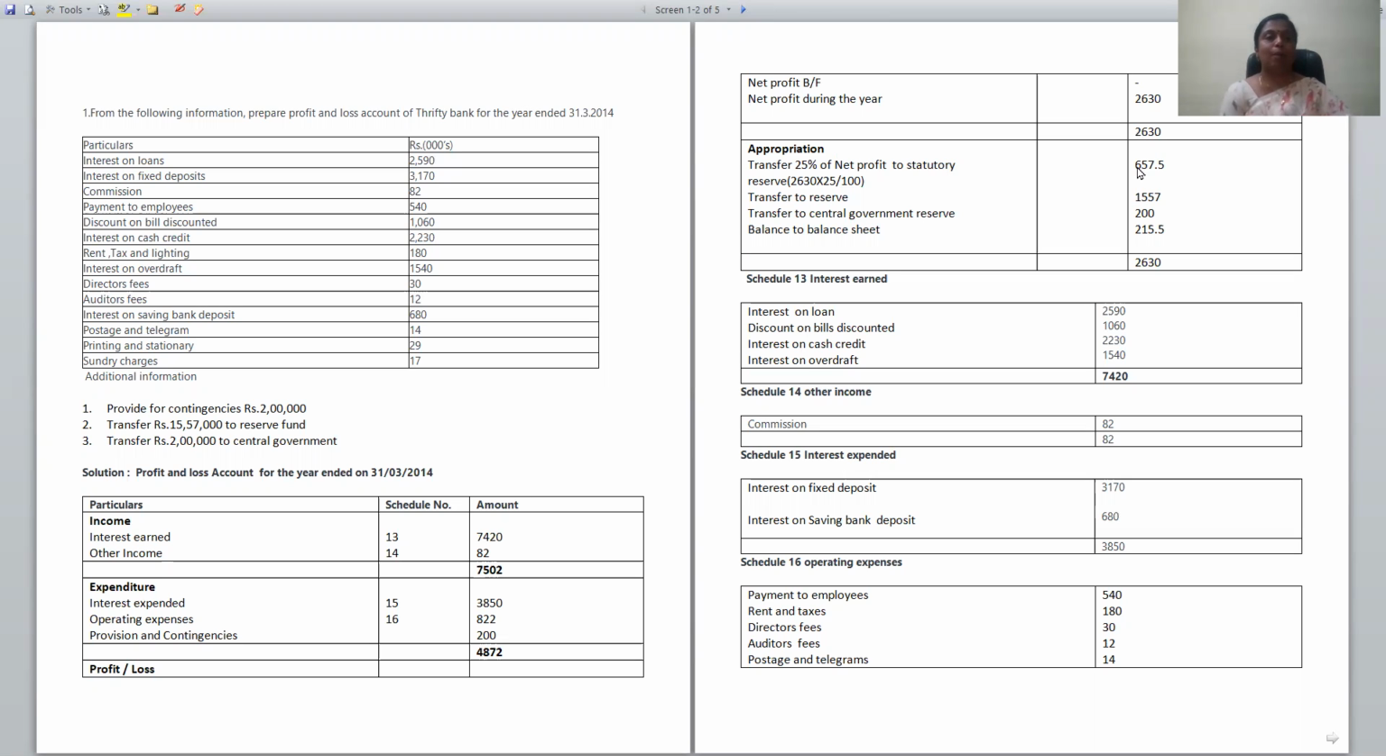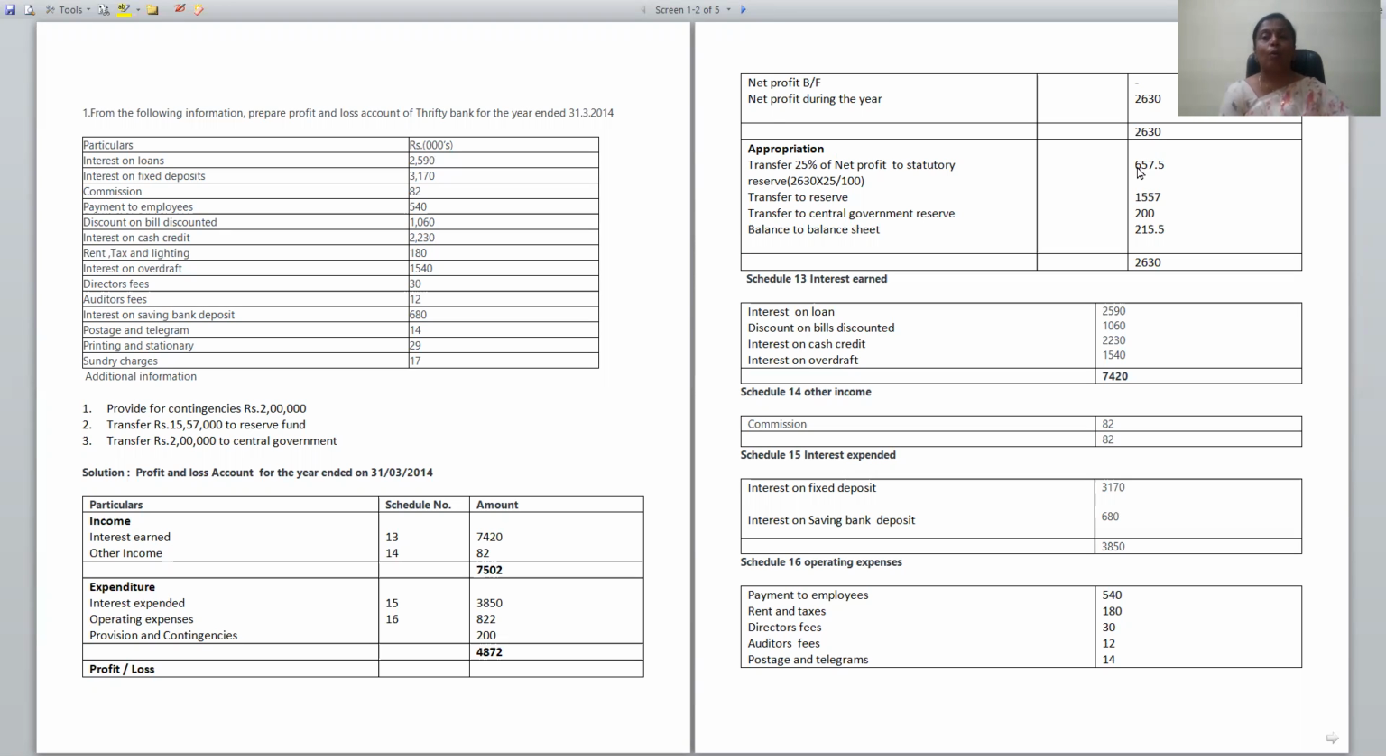Now we will take an example of a problem and I'll be showing you how it has to be implemented. So the first one: from the following information, prepare the profit and loss account of Thrifty Bank for the year ended 31st March 2014. So we will just check the information provided.